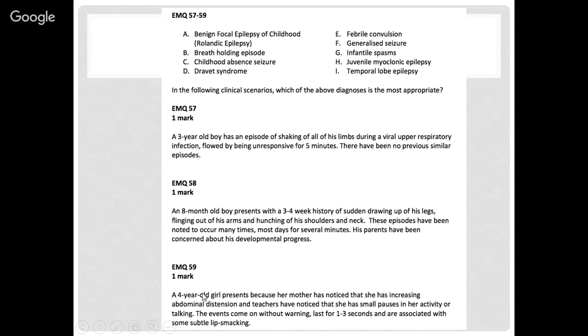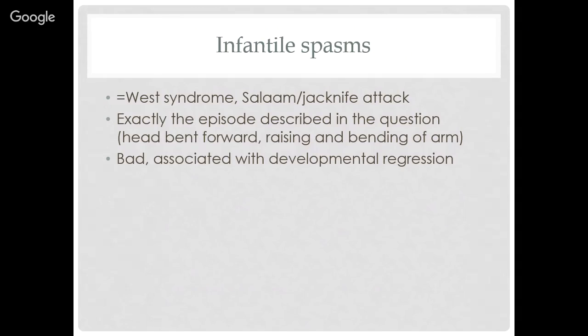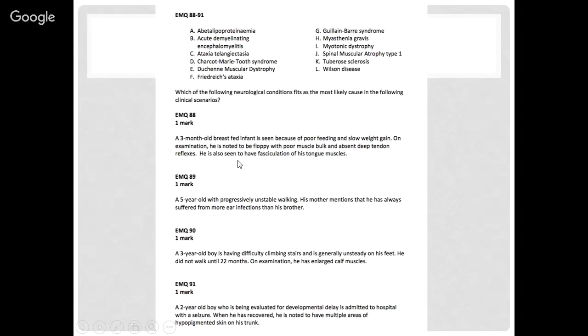I'd be hard pressed to choose anything else unless someone came up with a genius idea for what this abdominal distension is. That said, it's not a question that I'm 1,000% sure on, but I would still definitely be thinking it's absence seizure here. So this is basically that description of the infantile spasms. Again, I'll put up the slides with the answers as well later.